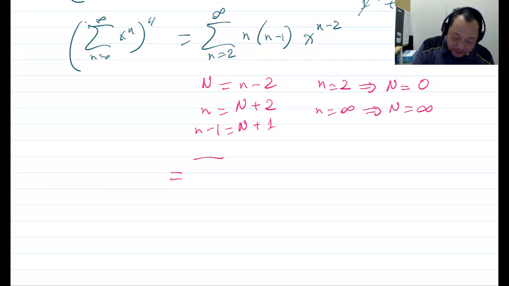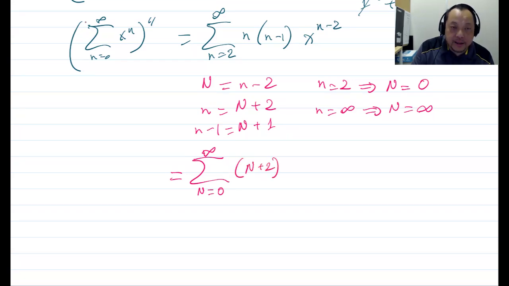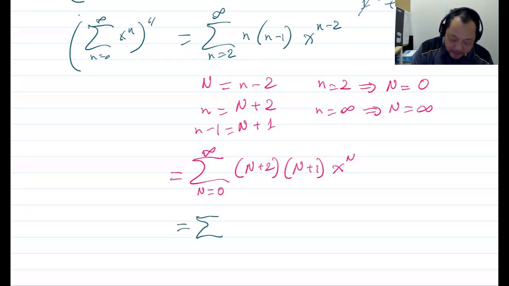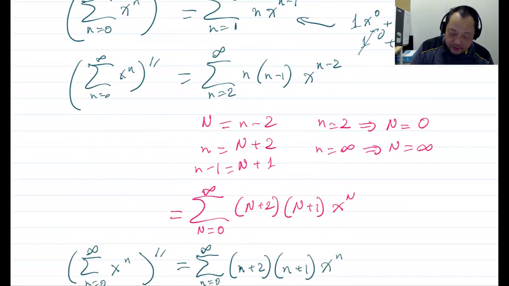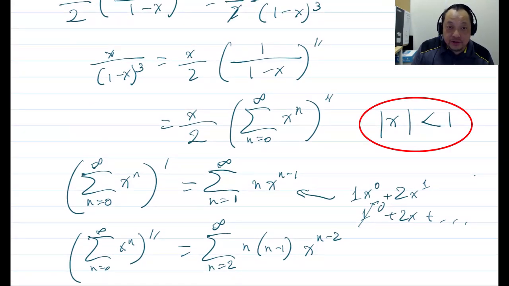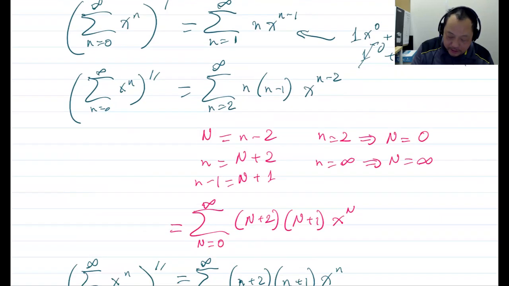All right, substitute. n equals 2 is the same as capital N equals 0. Infinity is still infinity. Little n is capital N plus 2. Little n minus 1 is capital N plus 1. And x is still x, and the power n minus 2 is now power capital N. I rename the index as little n. And that is my second derivative. My second derivative is equal to this. The interval of convergence is still the same: absolute value of x is less than 1.